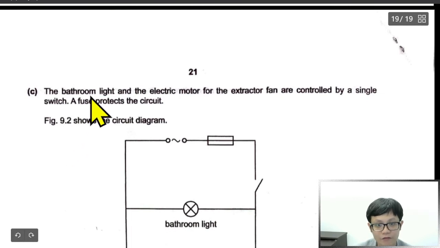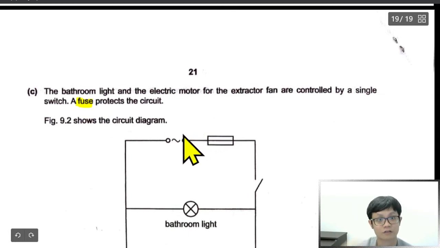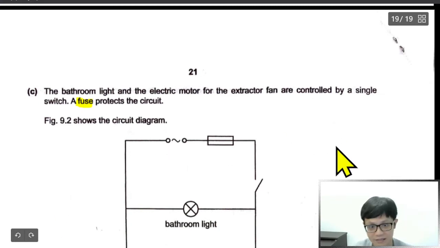C: the bathroom light and electric motor for the extractor fan are controlled by a single switch, and a fuse protects the circuit, correct or not? So here we use a fuse. A fuse breaks the circuit in case there is an overflow of electricity, correct or not? It's for safety purposes, so that a person won't die from electric shock. But of course he can still die if the fuse doesn't work. Sometimes the fuse just doesn't work.